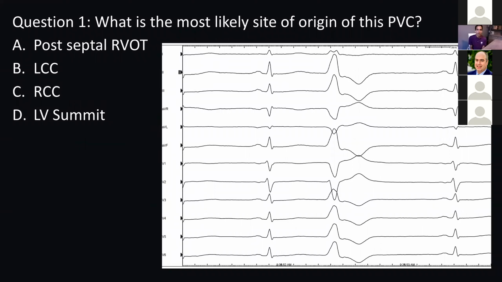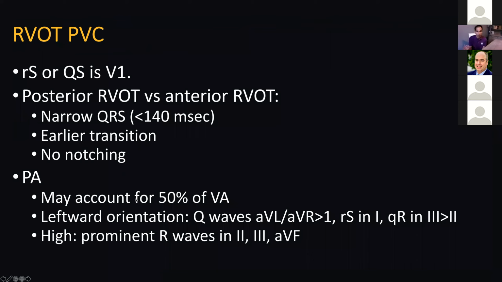Okay, well, the majority of you got it right. So this is in fact the posteroseptal RVOT. Remember, lead V1 is directly behind the right side of the sternum, and the RVOT is directly behind that. So most of the vector in this region is going to be going away from V1. So you're going to inscribe a small R big S or a QS in V1.